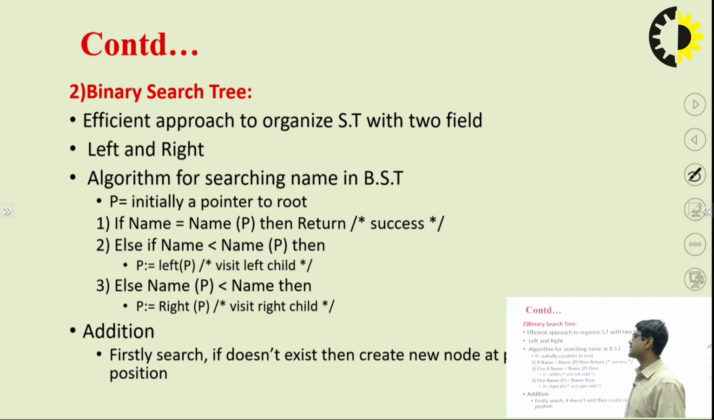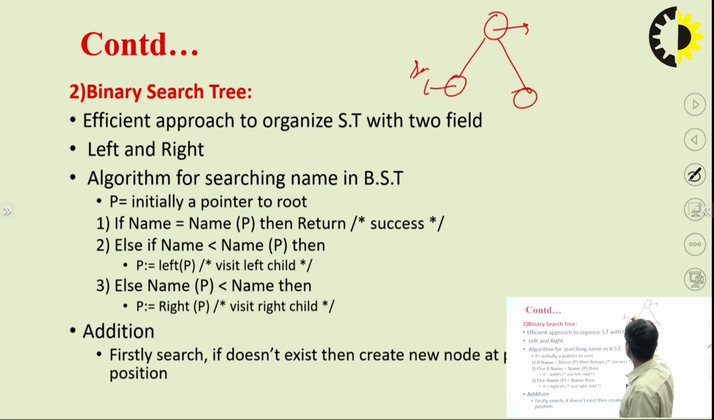The second data structure is the binary search tree, BST. You know about the BST? A value lesser than the node goes on one side, and a value higher than that is stored on the other. So this is a very efficient approach to organize a symbol table with two fields, left and right. So that is left and right.